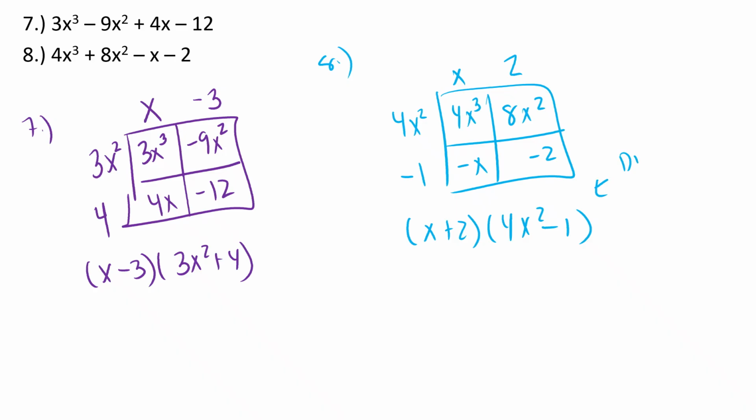But that right there is the difference of squares. And so we can factor that into conjugates. So this would be 2x plus 1 and 2x minus 1.